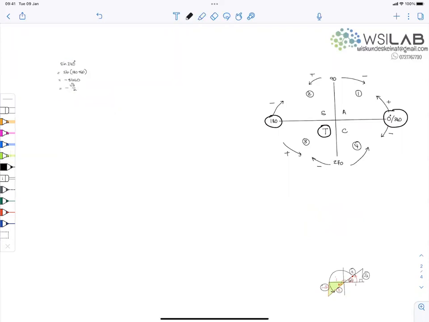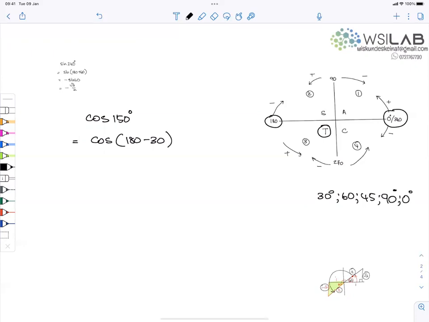Okay, let's do another one. Cos of 150 degrees. Well, that is the same as saying cos of 180 minus 30. Where did I get the 30? Well, I remember that my triangles have a 30 degree in it, a 60, a 45, and a 90, and a 0. Those are the angles I can use together with 180 or 360.